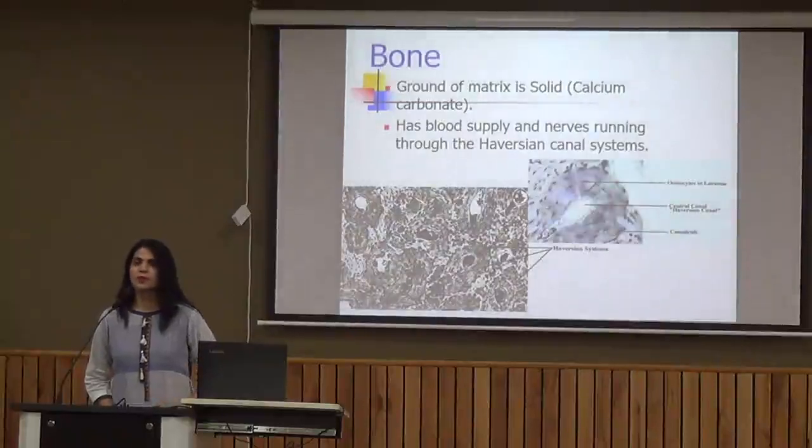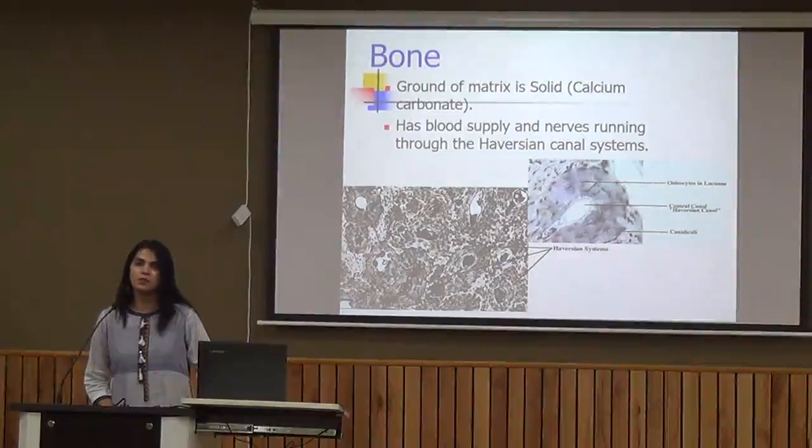Bone is the next kind of connective tissue, and its matrix is composed of calcium and phosphorus. It has blood supply and nerves which run throughout the canal system. Bone is inflexible, and basically it supports the body.